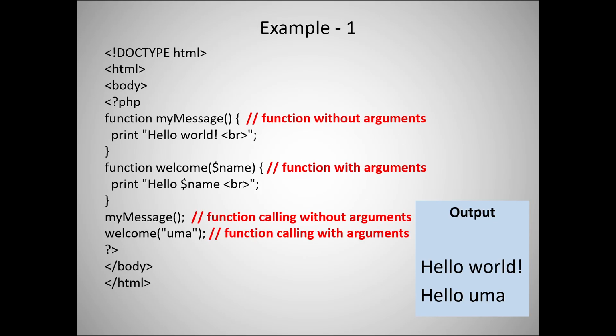This example shows how to define a function with arguments and without arguments. In the first function, I have written function my message without arguments. It prints the message hello world, and the second one accepts one argument and prints the message with that name. So in the first one only hello world will be printed, but in the second one I am passing the value Uma, so the output will be hello Uma.